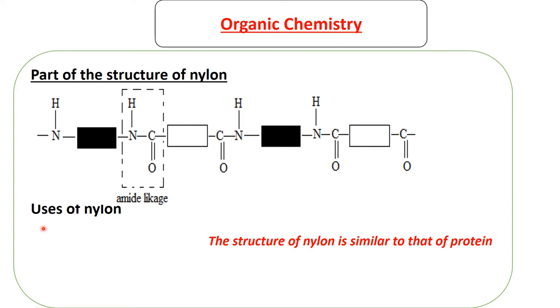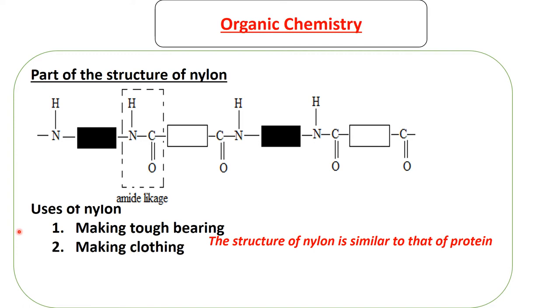Then here are some uses of nylon. It is used in making tyre bearings, clothing, and ropes. So if you want to remember, you can see that the material for ropes, clothes, and tyre bearings are more like the same. You can just relate nylon to clothing.